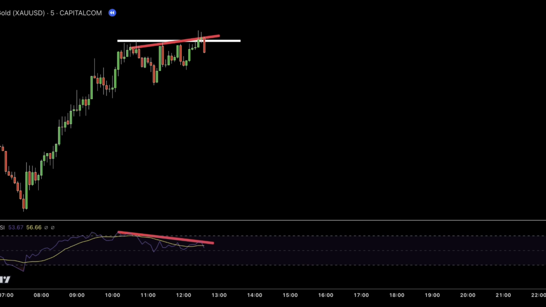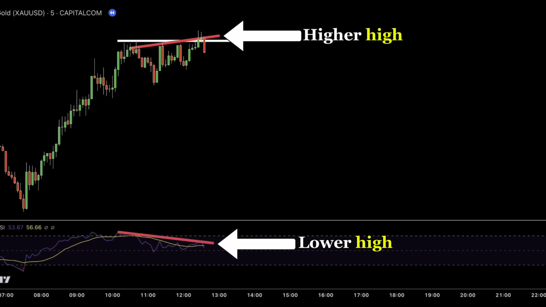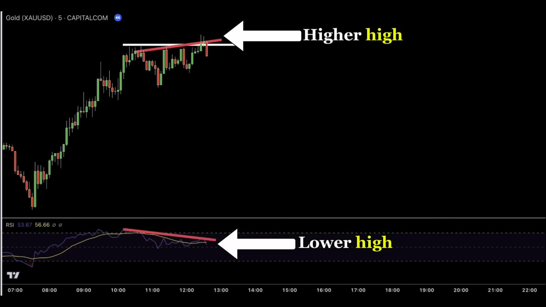Now take a look at the RSI. While price made a higher high, the RSI printed a lower high. That's your bearish divergence, a clear sign that momentum is fading even as price appears strong. At this point, you have two powerful clues: a liquidity trap just above resistance, signaling manipulation, and bearish divergence, signaling weakening momentum. When these two align, you're looking at a high probability short setup.